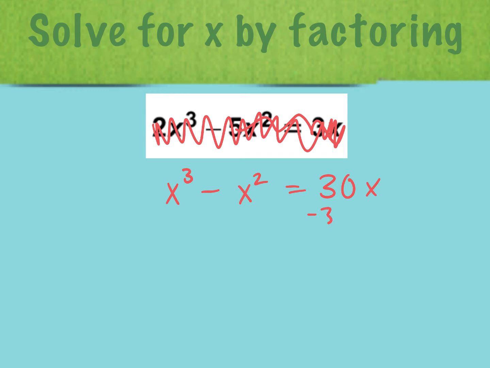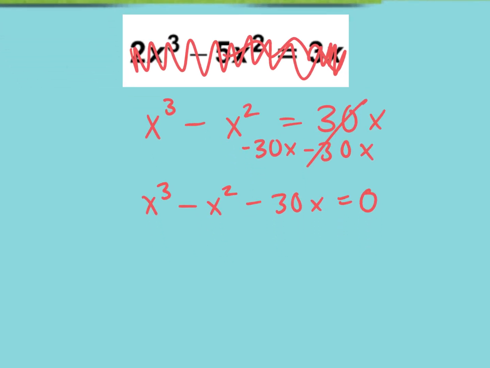Subtract the 30x from both sides, because in order to factor, I need it to be equal to 0. So it's x cubed minus x squared minus 30x is equal to 0. What can I do next? Awesome. I have a greatest common factor.